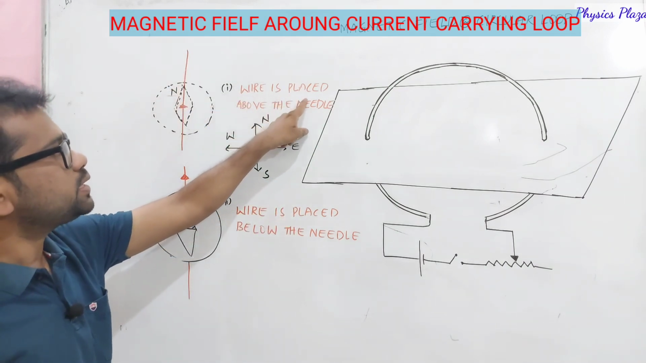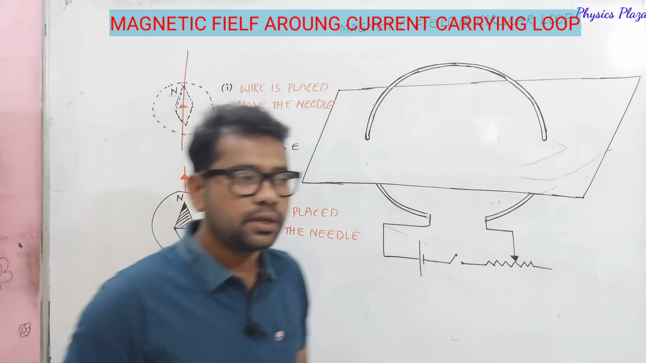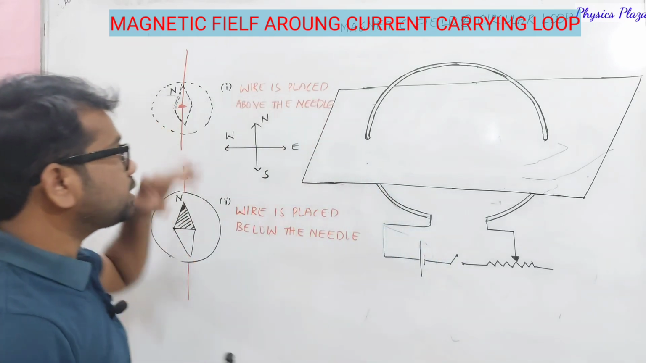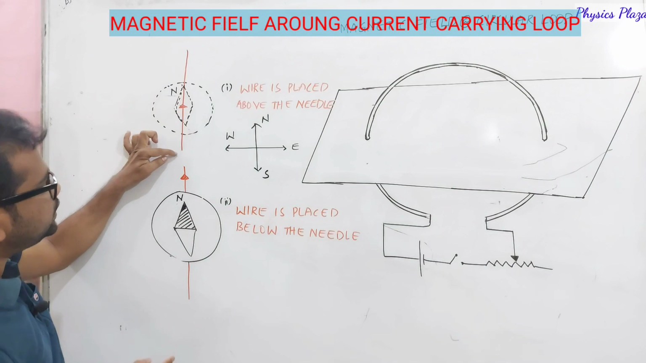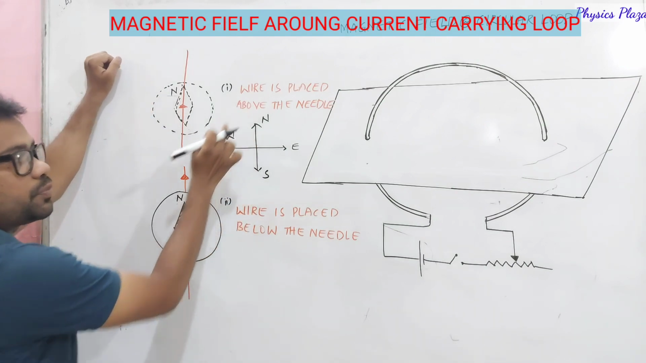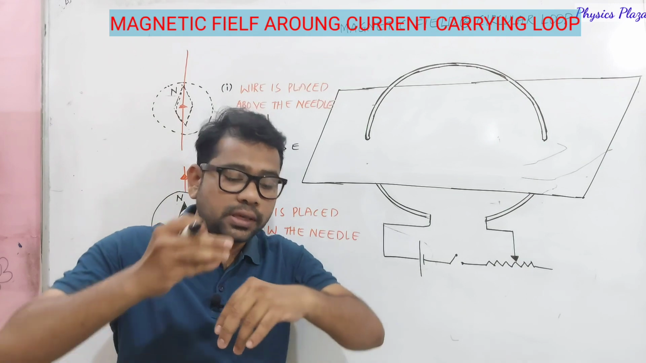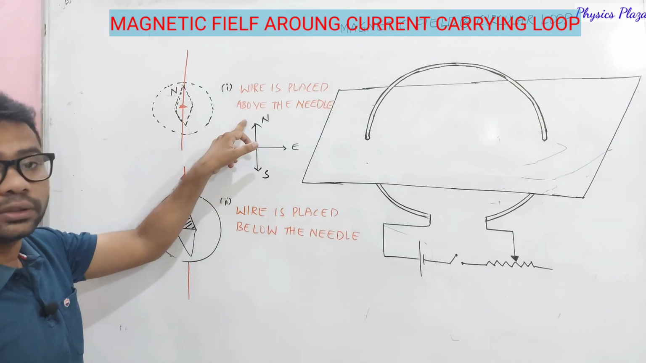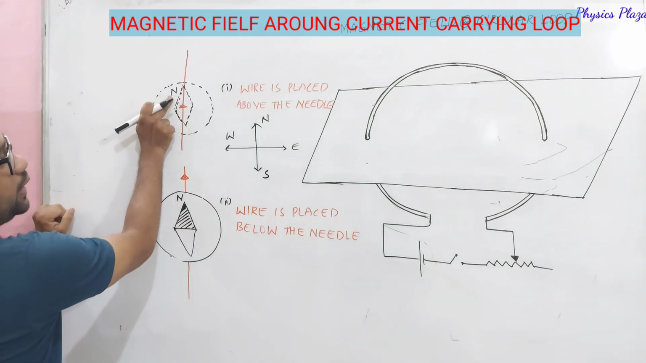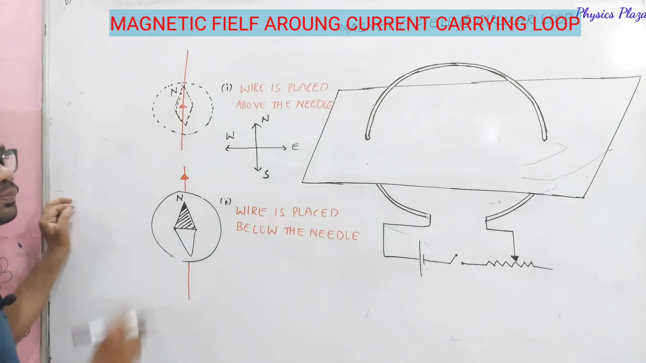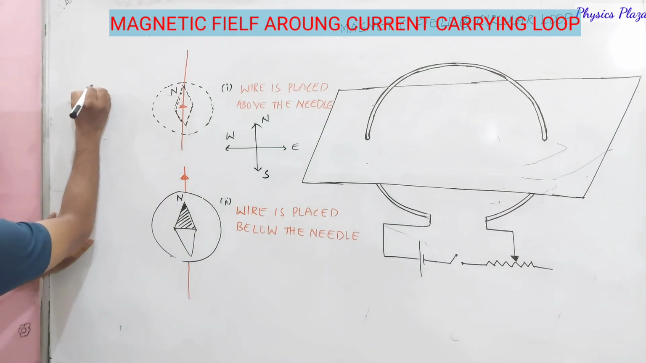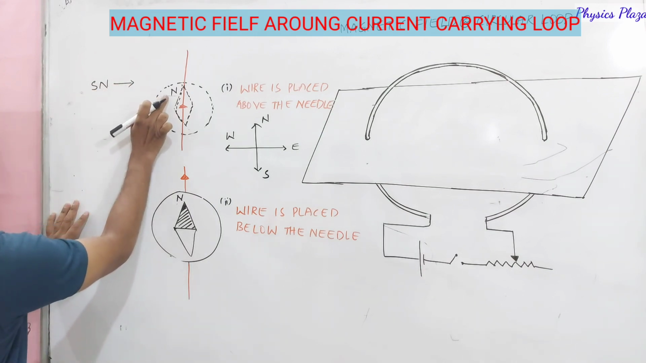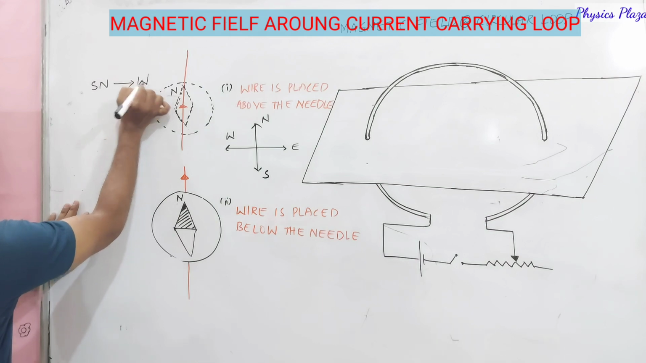The current carrying wire is placed above the needle. Children, it's very important. The needle will be here, and above it the current carrying conductor is placed, in such a way that the current flows in this direction, south to north. So when a current carrying conductor is placed above the magnetic needle such that current flows from south to north, then the north pole of the magnetic needle gets deflected towards west.